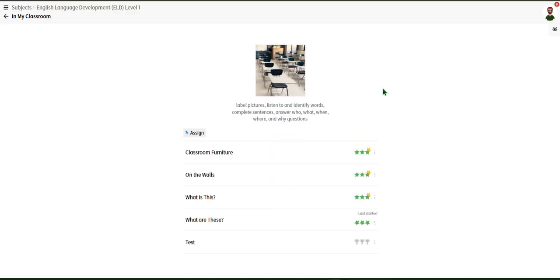Excellent job, everyone. Thank you for participating in the English practice for In My Classroom. Practicing the phrases, what is this? And what are those? And practicing some vocabulary that is in the classroom.